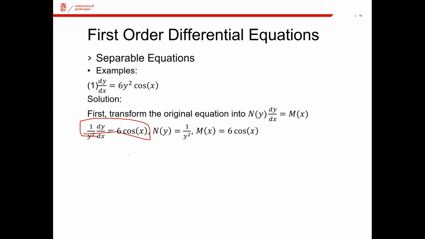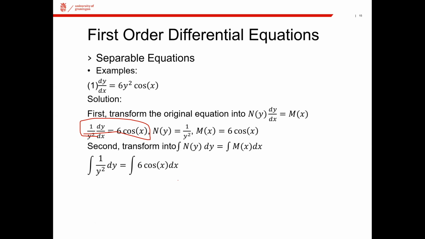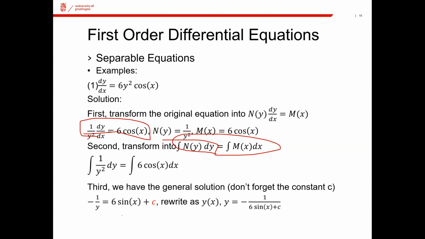So this equation, and then we know that N(y) is 1 divided by y squared, and M(x) is 6 cosine x. And the second step is to transform it into this equation, and then we have to solve the integration on both sides, and then we will have the general solution.